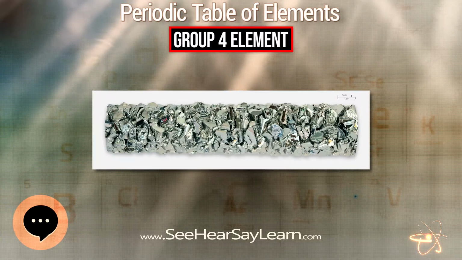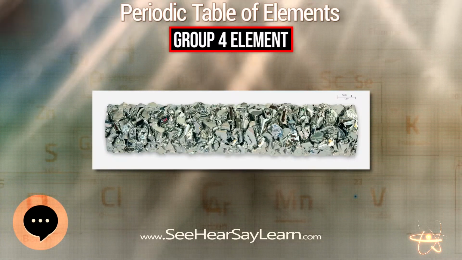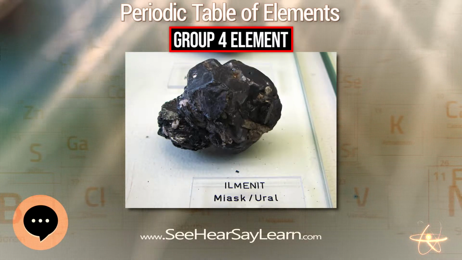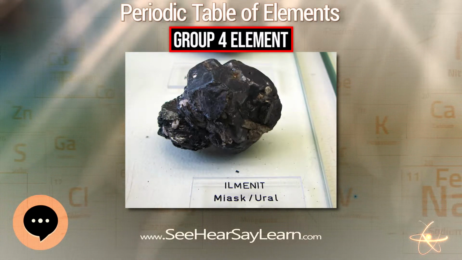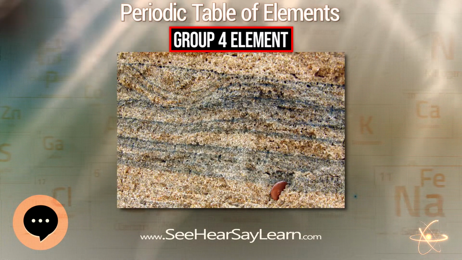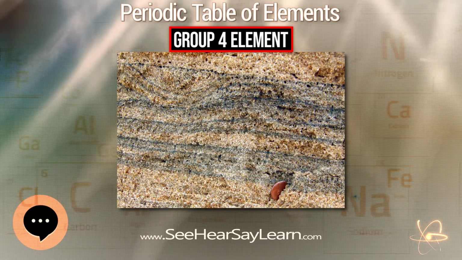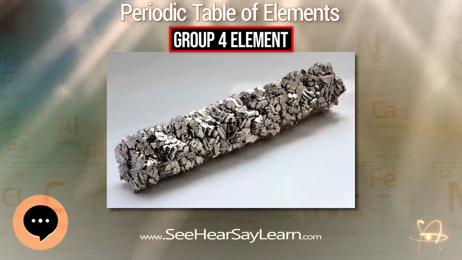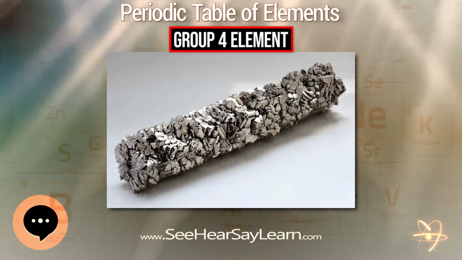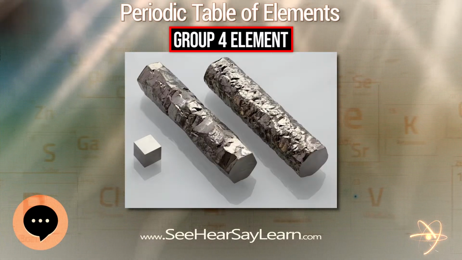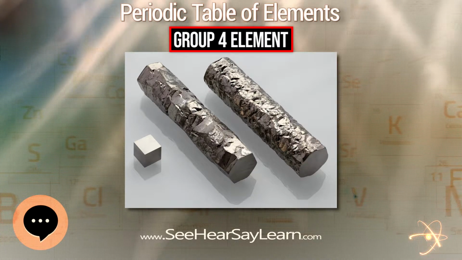William Gregor, Franz Joseph Müller, and Martin Heinrich Klaproth independently discovered titanium between 1791 and 1795. Klaproth named it for the Titans of Greek mythology. Klaproth also discovered zirconium in the mineral zircon in 1789 and named it after the already known zirconerde.